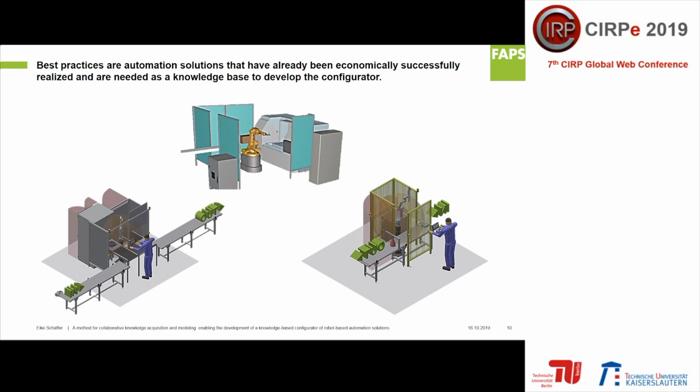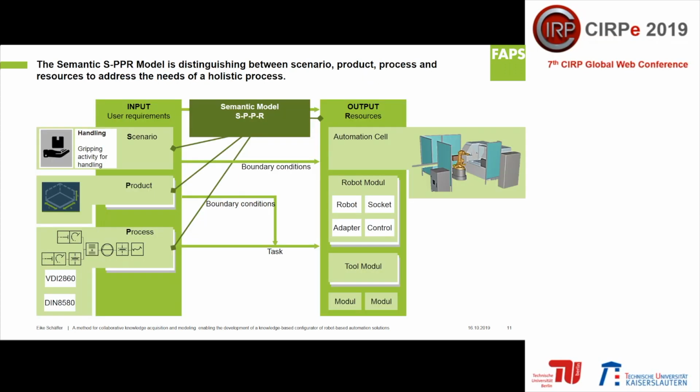This challenge can be avoided via strategic cooperation with a system integrator, respectively domain expert. To ensure the transferability and scalability of the knowledge base, it should be based on a generic model and a norm description language. Therefore, the so-called SPPR model is introduced as a generic semantic model for describing production systems. As can be seen, the configuration model for robot-based automation cells includes scenario, product, and process as an input and the technical implementation itself, resource, as an output.